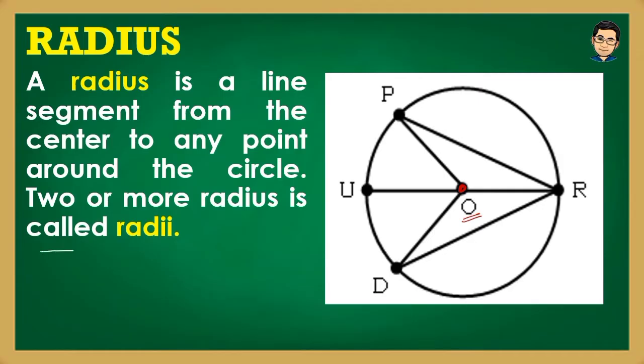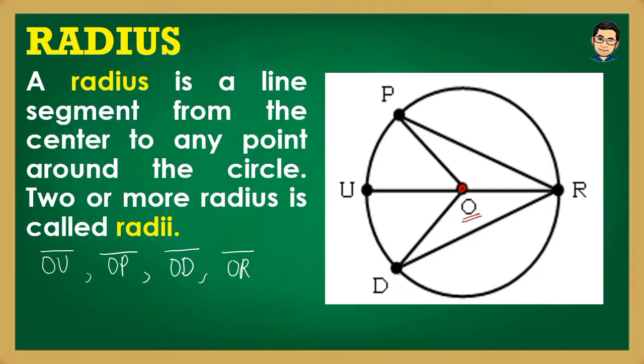line segment OU. Ayan, OU. And then what else? Line segment OP. What else? Line segment OD. And line segment OR. Okay. So, kapag nagpapangalan tayo ng radius, we use the symbol for line segment. Okay. So, wala po yung arrowhead. It's because segment lang po sila.